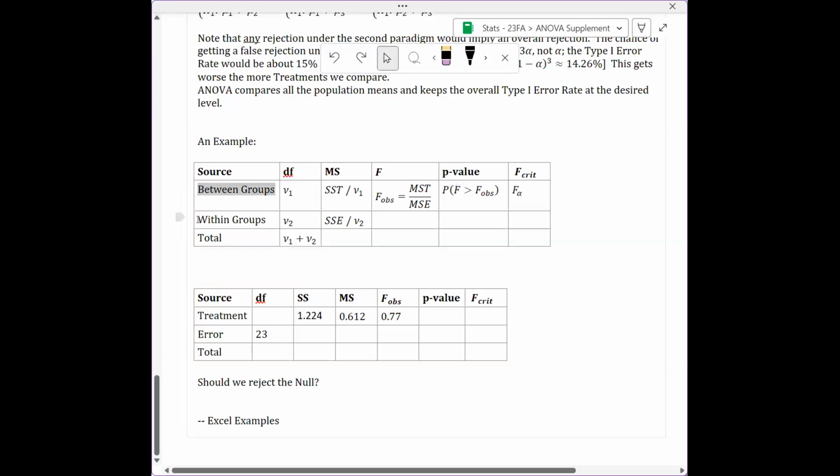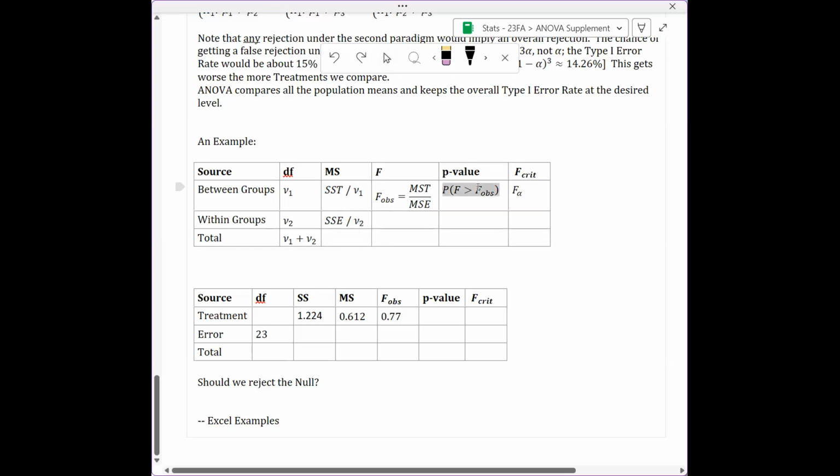So there's the source of the variation: between groups versus within groups, and then total. The degrees of freedom are nu1, nu2, or the sum of the two. These mean squares are the SST, the between group, or due to treatment sum of squares, versus the within group, or due to sampling error sum of squares, divided by their respective degrees of freedom. F observed then is the ratio of these two mean squares, MST over MSE.